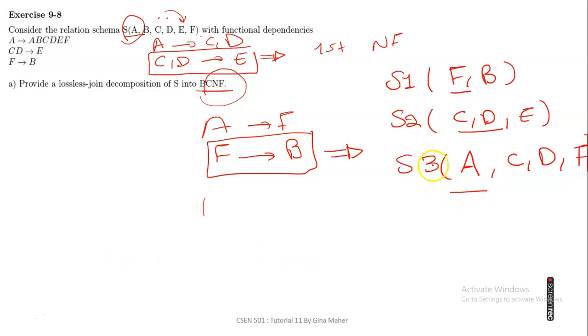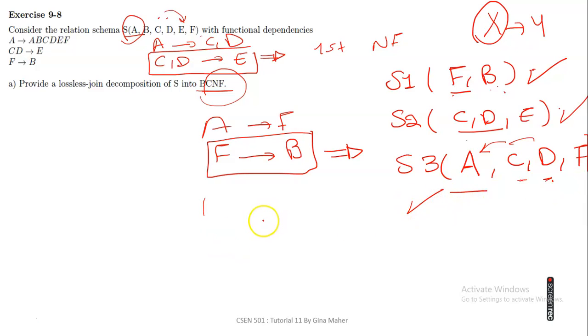Now we want to check whether we are in BCNF or not. In order to do so, we must check in each relation that there is no dependency X implies Y where X is not a super key. In this one, F implies B and F is a super key, so this one is in BCNF. In this one, C, D together implies E. No other dependencies here, so this one is BCNF. In the last one, we cannot deduce C except from A, D, F, so this one is in BCNF.